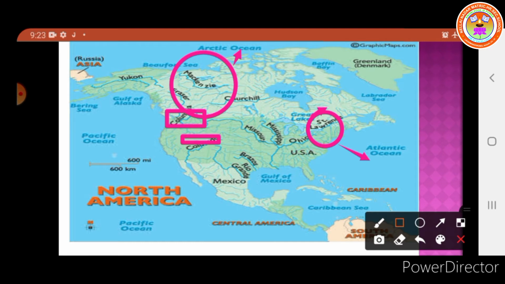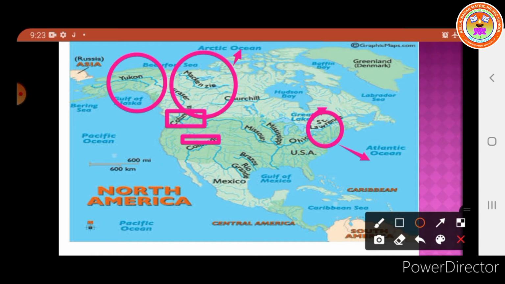Then the Yukon, rising in the northwest from the western mountain system, is frozen for 8 months. Where is the Yukon River? Here the Yukon River. This Yukon River is frozen for 8 months in the year.